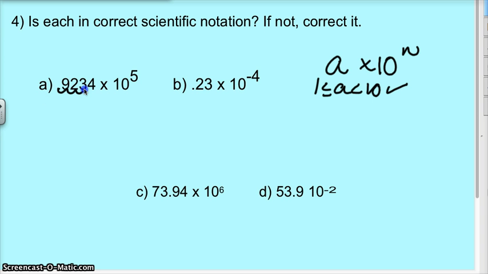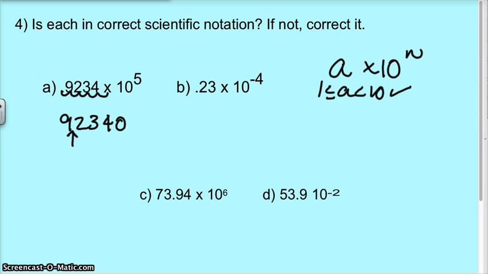1, 2, 3, 4, 5. So this is what the number started out to be. Now that I see the number and I recognize that I want the decimal place right here, now I take a second step and I actually make it the decimal place where I want it. 1, 2, 3, 4. 9.234 times 10 to the 4th power. So I realized, no, this isn't in correct form.